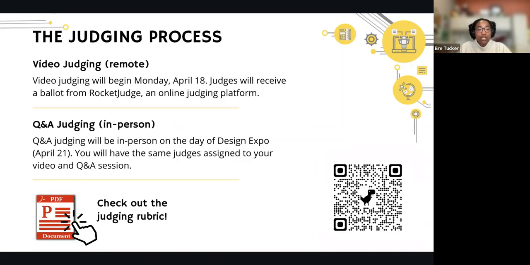Here is a little bit about the judging process. Video judging will be remote. I'm sorry, that's an incorrect date, but judging will begin on Monday the 17th. Then the Q&A with judges is April 18th, the day of Design Expo. Again, this is a clickable PDF, and the judging rubric can be found online.